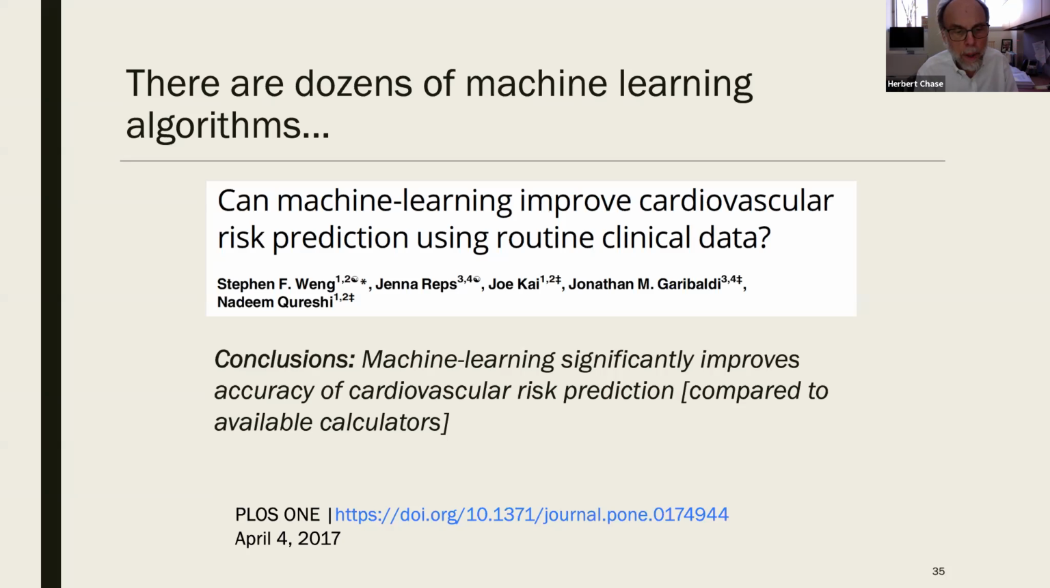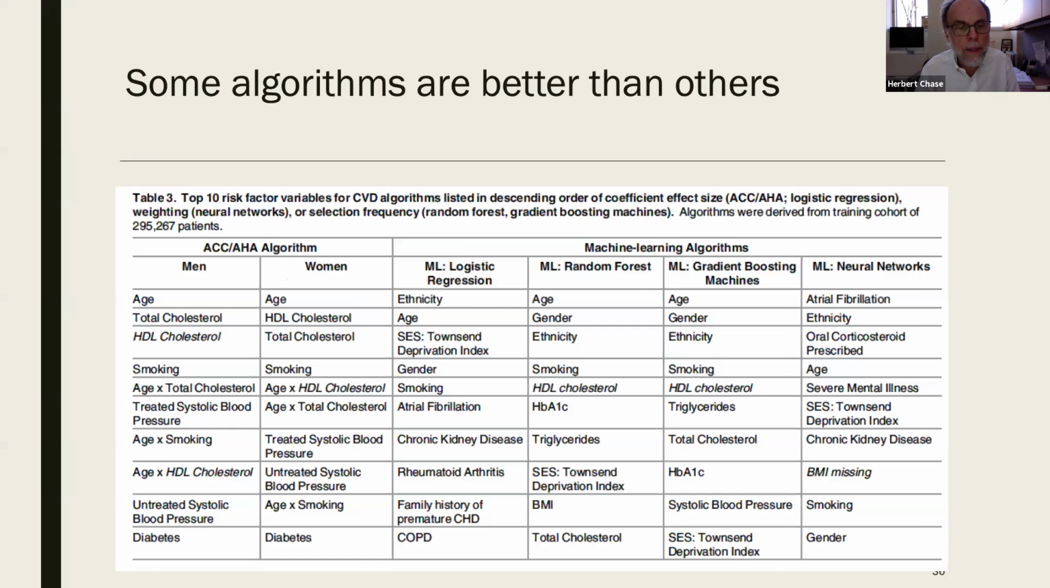Here's a paper that was published in PLOS One. Can a machine learning paradigm, whatever algorithm, improve cardiovascular risk prediction? And I've already shown you Noemi's machine to predict cardiovascular risk. So their conclusion was machine learning significantly improves accuracy of cardiovascular risk prediction compared to available calculators. Well, so they thought. So here's their data.